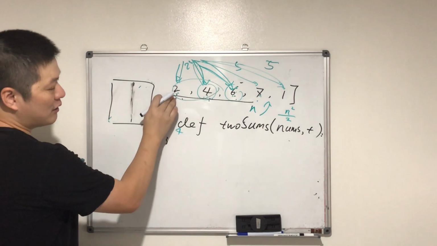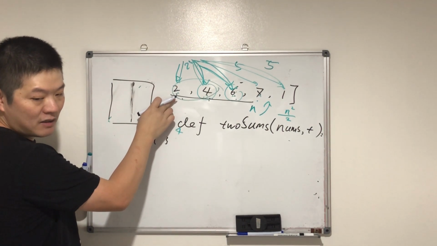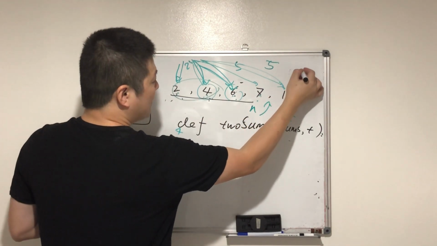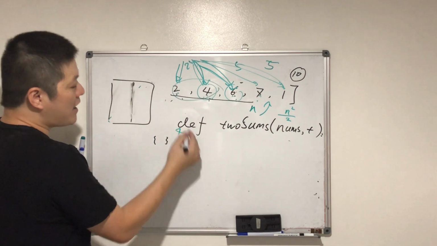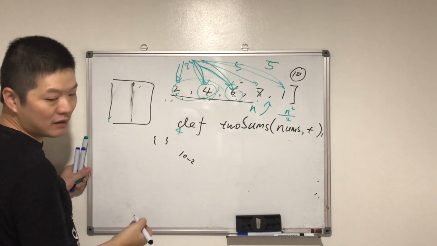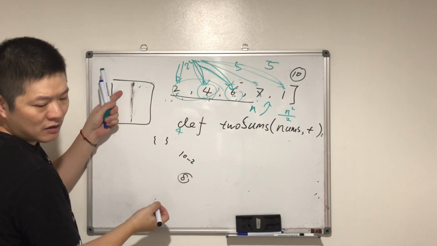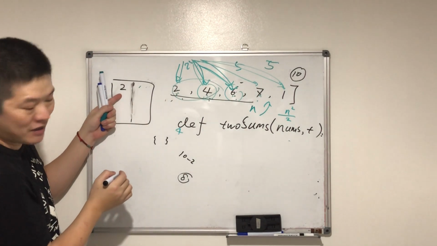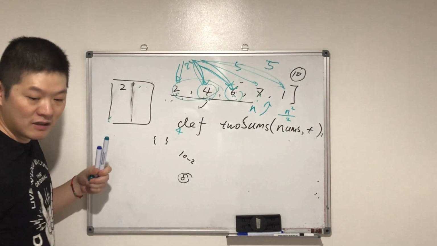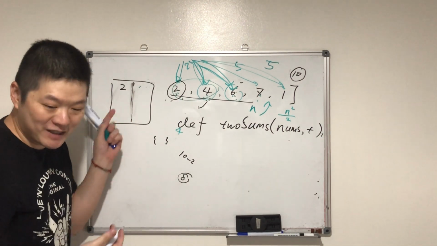So look, the first number we're visiting is 2, and the target is 10. So let's see, 10 minus 2, what's the number? 8. Is 8 in the notebook? No. Okay, so we continue, but we put 2 in the notebook. Why? Because we have seen this number, so we put it in the notebook so we know it's there.